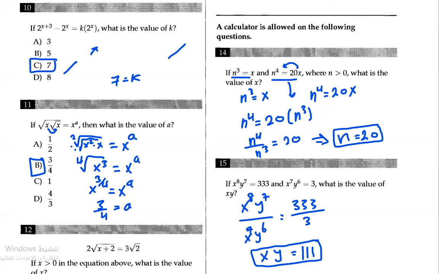Clear. But sir, I just realized in question 14, they ask for the value of x. Oh, yes, not the value of n. Okay, now we substitute. n equals 20, then x equals what? Oh, sorry, we didn't complete.